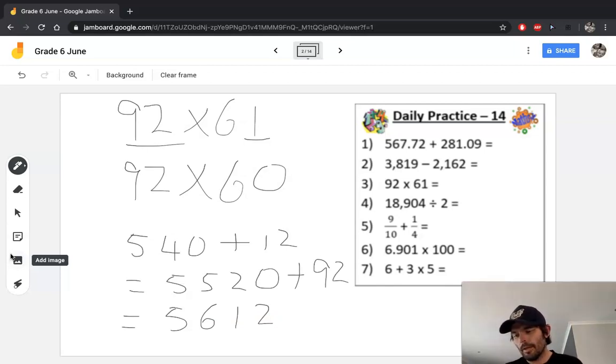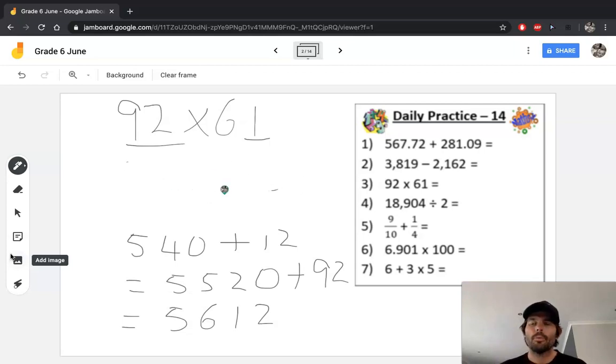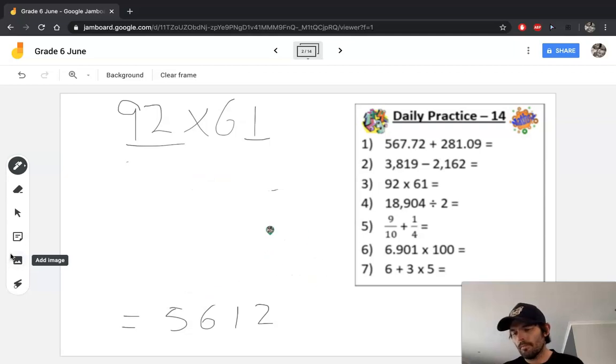We can have a look at another method just to see if this calculation is correct. Perhaps we want to do your standard column method.